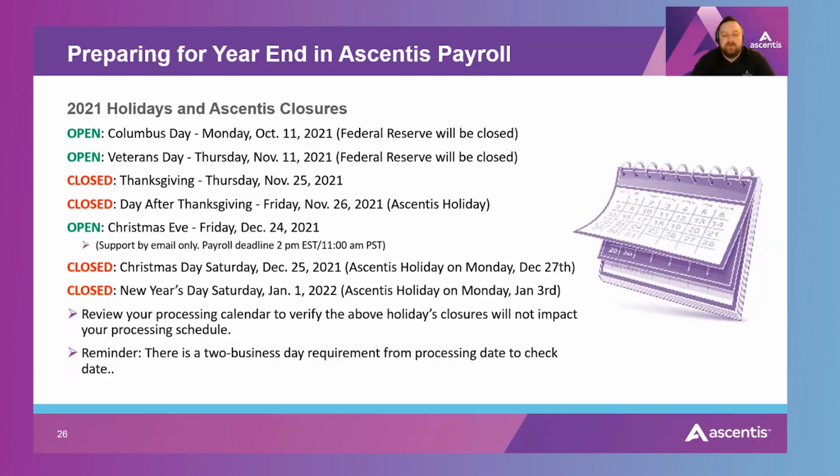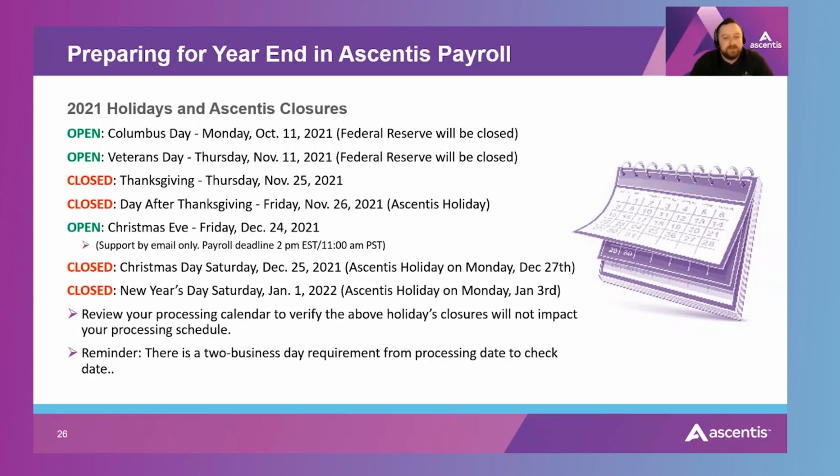Now let's discuss a few 2021 holidays and Ascentis closures coming up. We will be open for Columbus and Veterans Day, but the Federal Reserve will be closed. We will be closed on Thanksgiving and the day after, and will be open a partial day on Christmas Eve. Payrolls can be processed on Christmas Eve up until 2 p.m. Eastern and 11 a.m. Pacific.